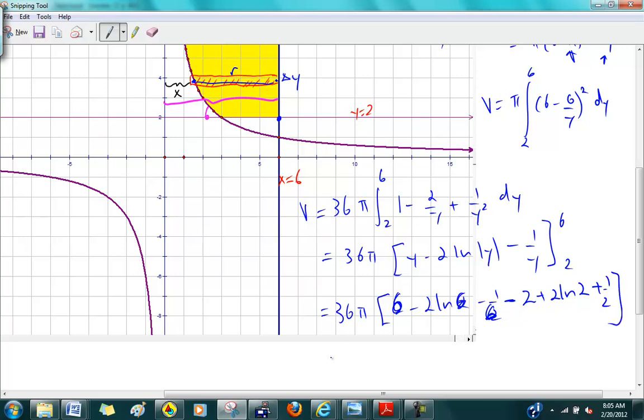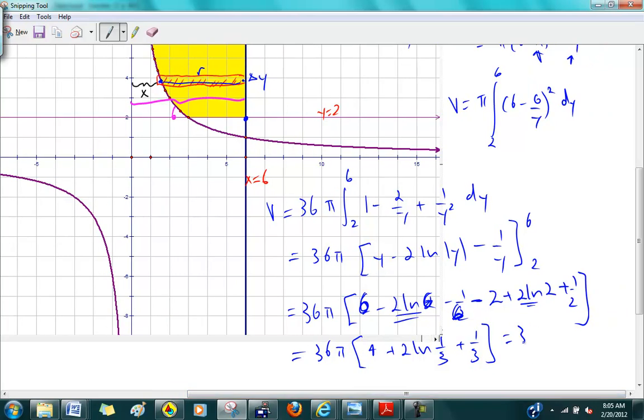Okay, so then this gives me 36 pi and 4, and combining this and this gives me 2 ln 1/3 using properties of logs, minus 1/6 plus a half, so that's 3. So that's going to be plus a third, which gives me 36 pi, okay, and 4 and a third is 13 over 3, plus 2 ln 1/3.